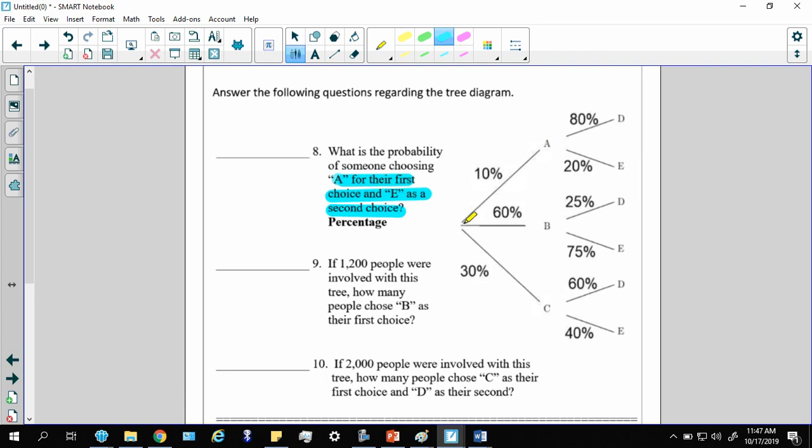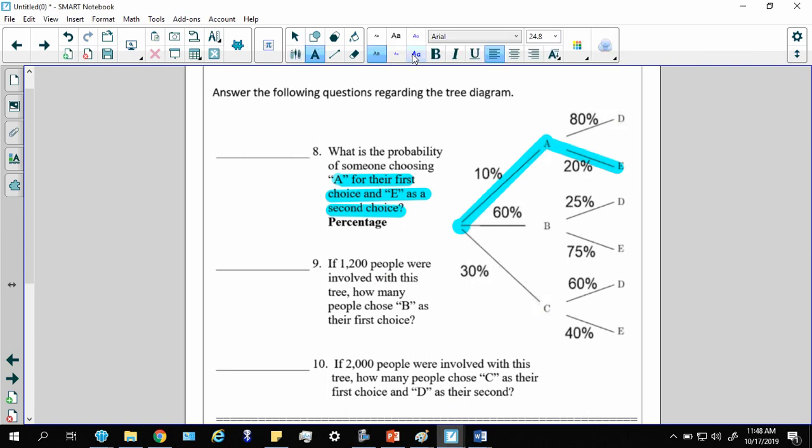All right, so I always start right here. A is 10%, E is 20%. So I'm just going to multiply these two branches together. Oh, that's the bell. I'm doing this during my lunch, so the bells are going to be a little crazy today. All right, so I'm going to take 10%. Actually, 10% is 0.10. I'm going to times it by 0.20, and I end up with 0.02. But when I change the decimal, it'll be 2%.